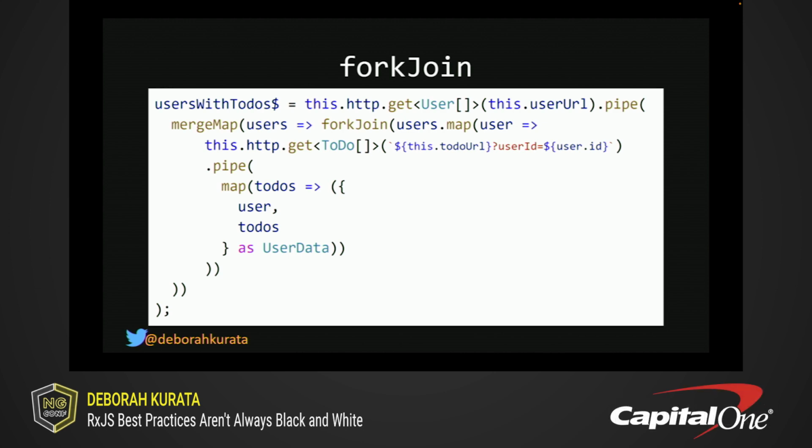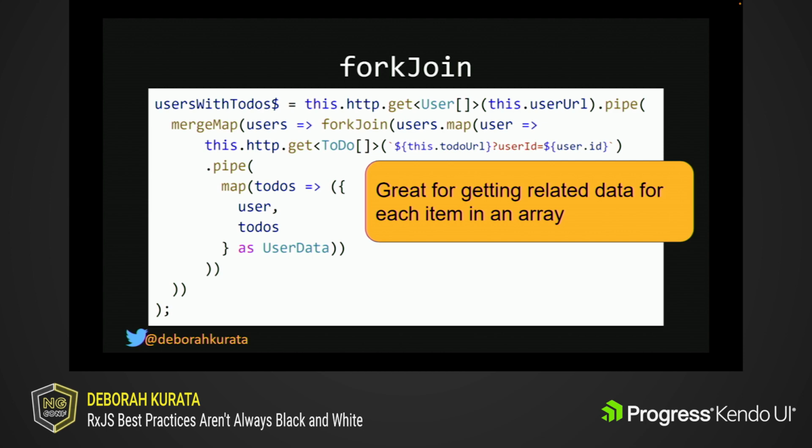So in this case, I'm getting all of the users, and I'm matching up all of their to-dos, and I'm going to return this user data array. So this guy here. So I'm going to get an array of those, and I'm using a forkJoin here to take every individual user and then get all of their to-dos. And it's going to one and done each one, wait for all of them to finish before it then emits my final array. Hopefully that made sense. All right. So it's great for getting related data for each item in the array because they were mapping through each of the users and getting their to-dos.